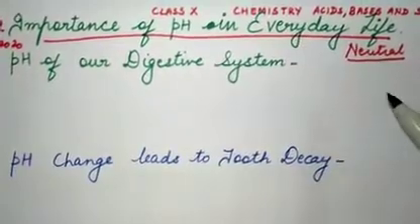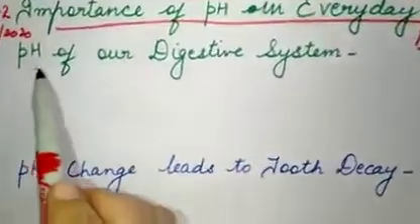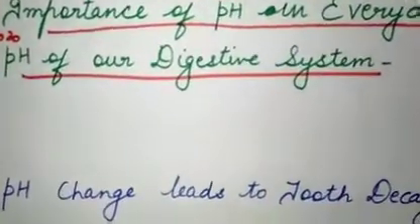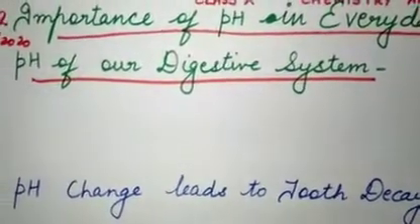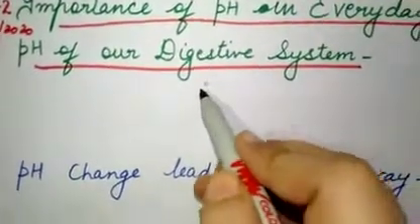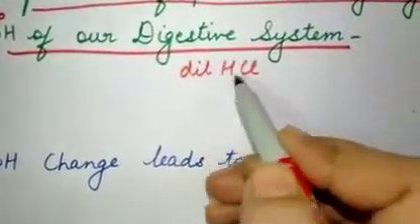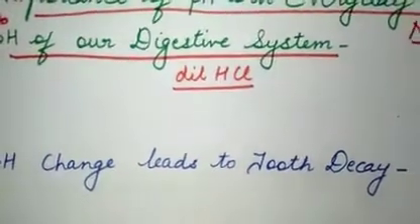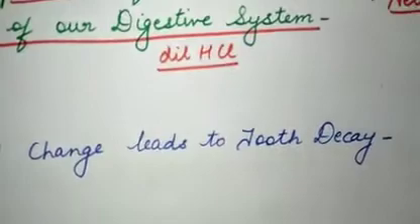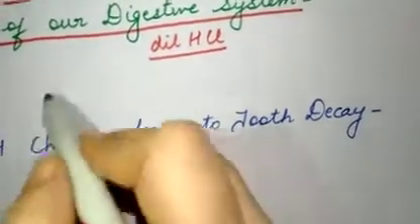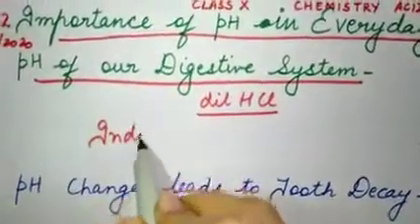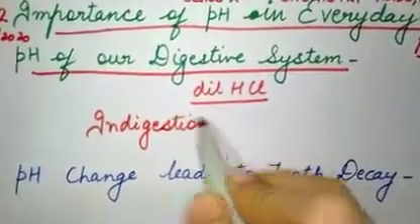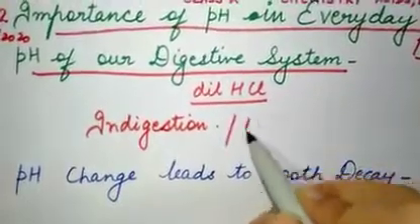But there are certain problems, like the pH of our digestive system. Let us study the importance of pH in our everyday life. Actually, in our stomach, there is an acid produced which is dilute HCl. Dilute HCl is produced in our stomach and helps in the digestion of food. But sometimes indigestion occurs due to eating spicy food, or maybe there is overeating.